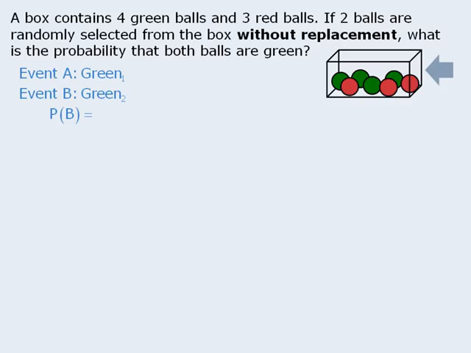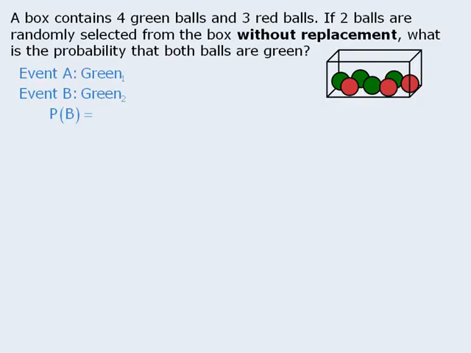Well, this is a difficult question to answer, since it depends on the ball that was selected first. For example, if the first ball selected is green, then we are left with 6 balls and 3 of them are green. So the probability is 3/6 that the second ball will be green. But we don't know that the first ball selected will be green. What if the first ball selected is red? If that is the case, then we are left with 6 balls and 4 of them are green. So the probability is 4/6 that the second ball will be green.